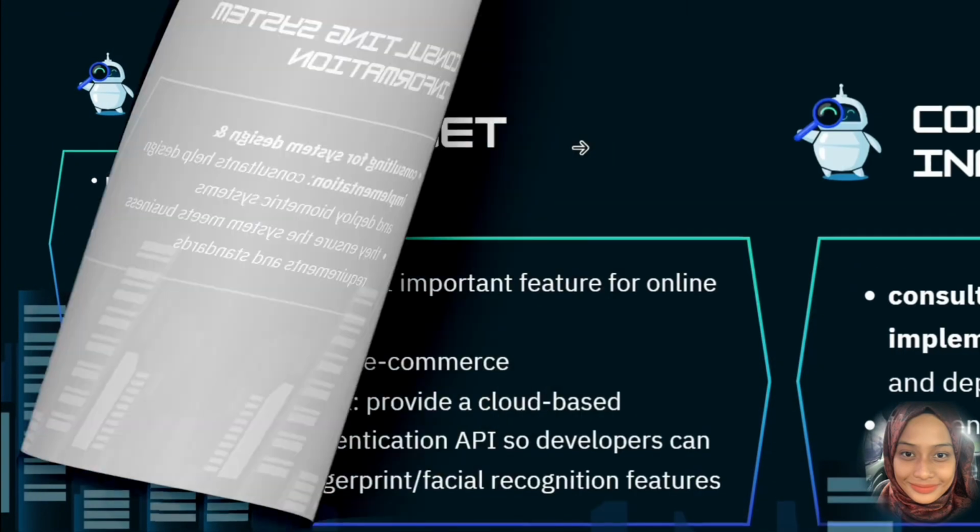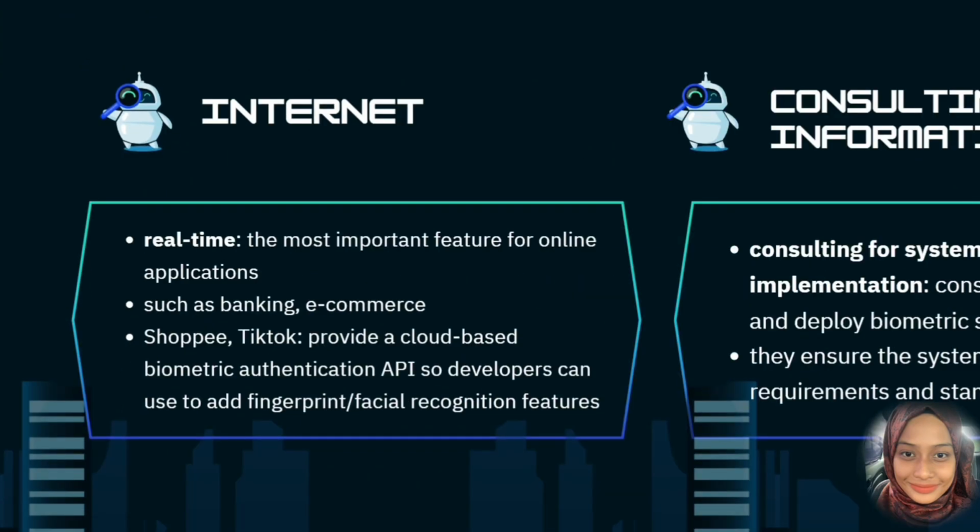And we have internet. It uses real-time features, which is the most important feature for online applications, such as banking and e-commerce. We can take Shopee and TikTok as an example, where they provide a cloud-based biometric authentication API so developers can use it to add fingerprint or facial recognition features.